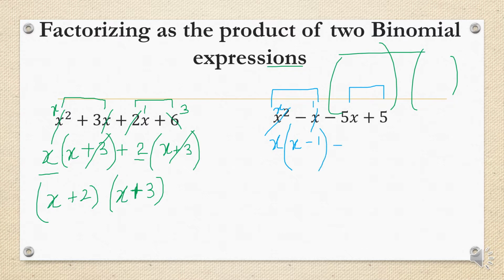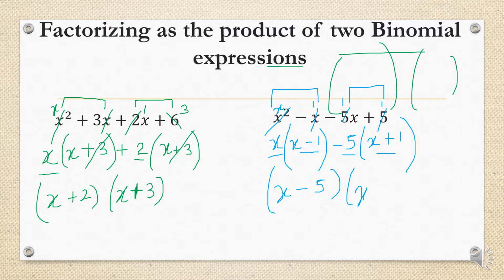Minus, what's common on this side? 5. 5 into 5, 1. 5 comes outside. And then in brackets, you put what remains. What remains on this side? 1x, but again, we don't write the 1 in front of the x. It is understood. Plus 1. As you can see here, same terms on the inside of the brackets. So our final step is to group the term on the outside, x minus 5, and 1 term from the brackets, x plus 1. Again, we have 2 expressions. This is what they asked for, 2 binomial expressions.